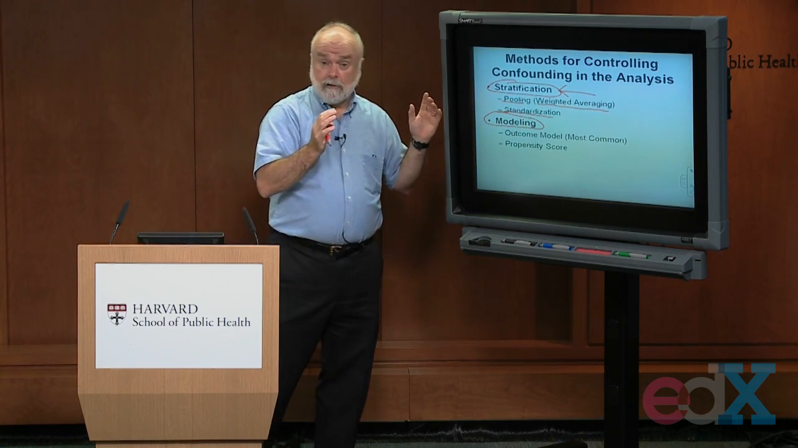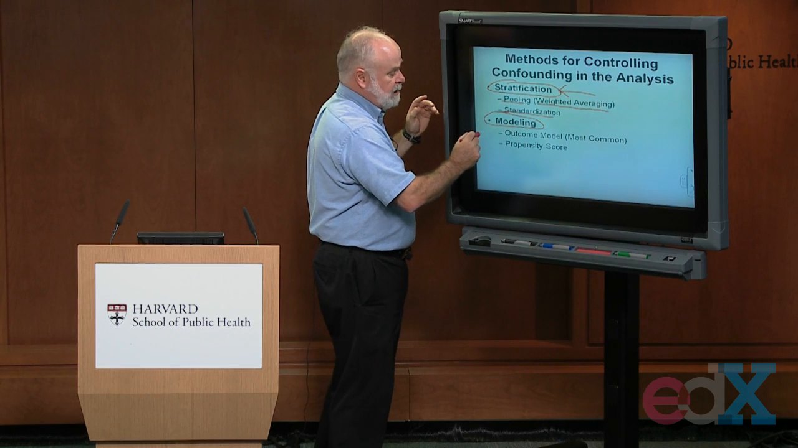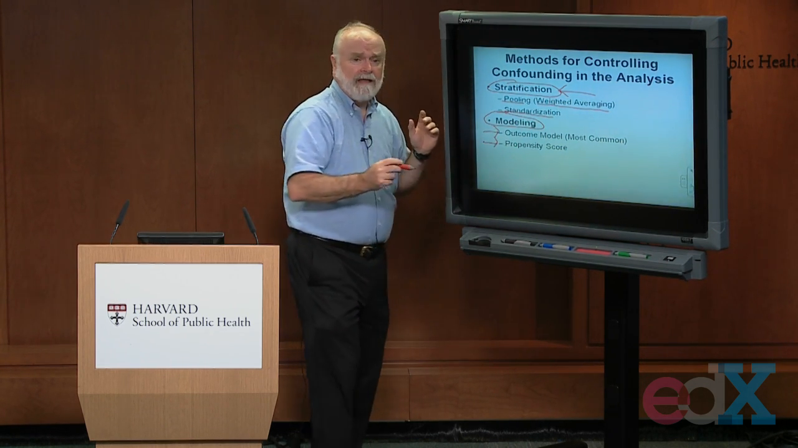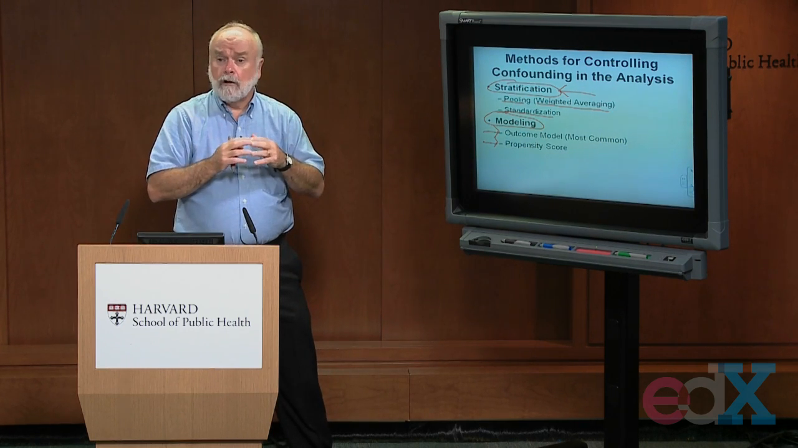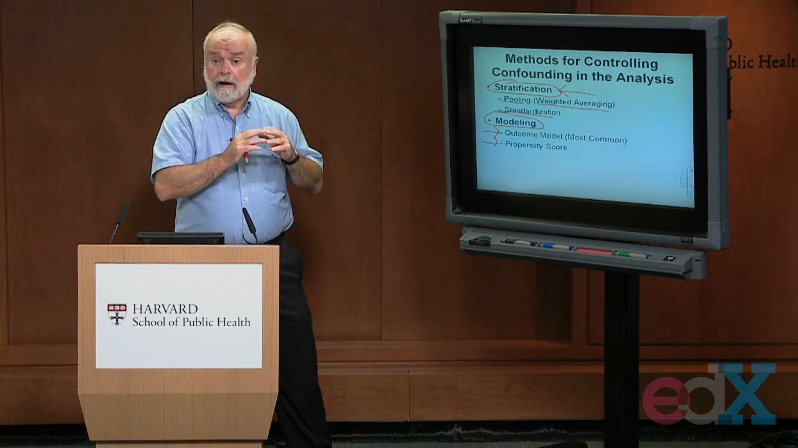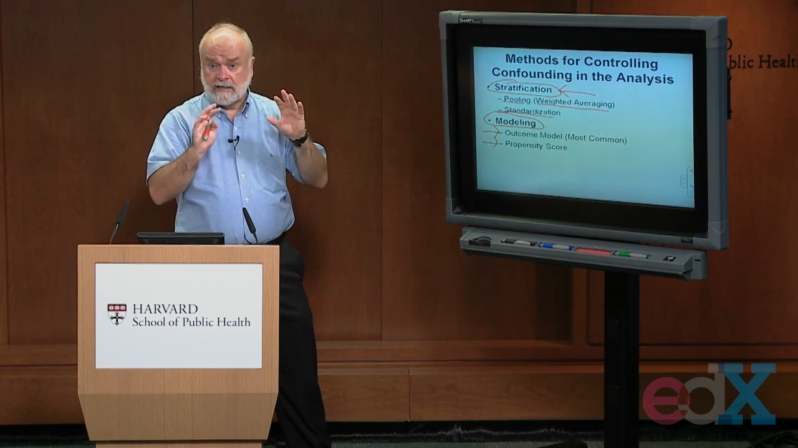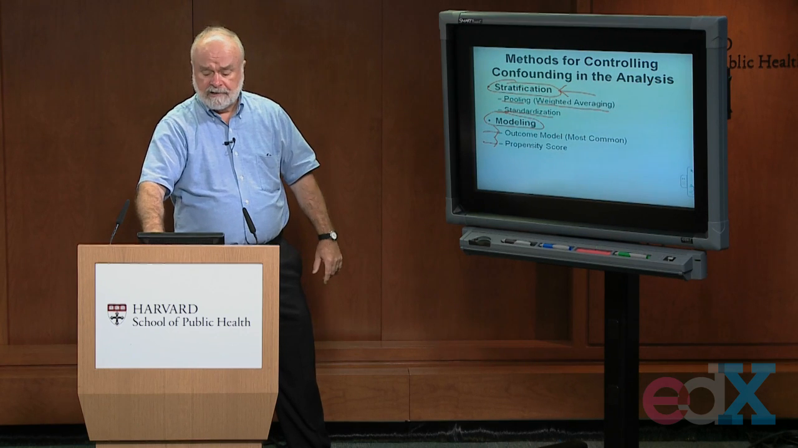At the very end of this course, we'll talk about regression models. I'll say a little bit about outcome regression models and say a little bit about this notion of propensity scores, which are based on regression models. More about modeling at the very end of the course. Very, very superficial, very introductory remarks at that level. But let's focus on stratification here.